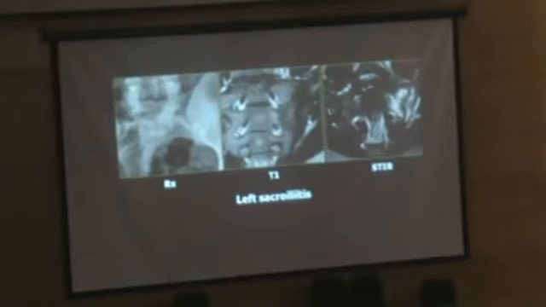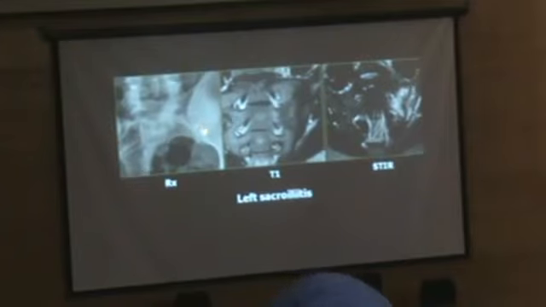So this is a case of a young man with ankylosing spondylitis. He has low back pain with an inflammatory rhythm, and we see here on the X-ray some changes on the inferior aspect of the sacroiliac joint: irregularity, some widening, some blurring, and some sclerosis. I think everyone can see that.